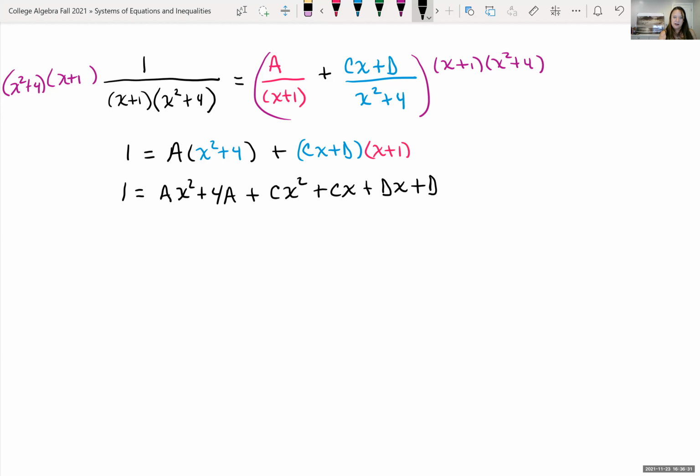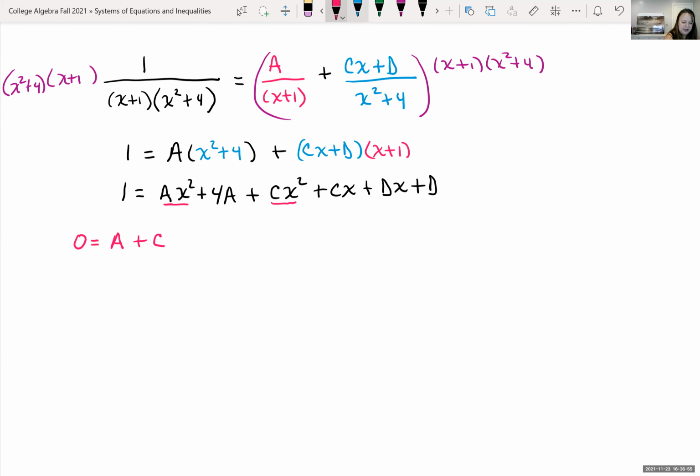Okay, so let's now write our equations for our system. And so notice there's no x squared term in here. And so we can think of it as 0x squared on the left-hand side. And so 0 is equal to the terms with x squared on the right-hand side, just the coefficient A plus C.